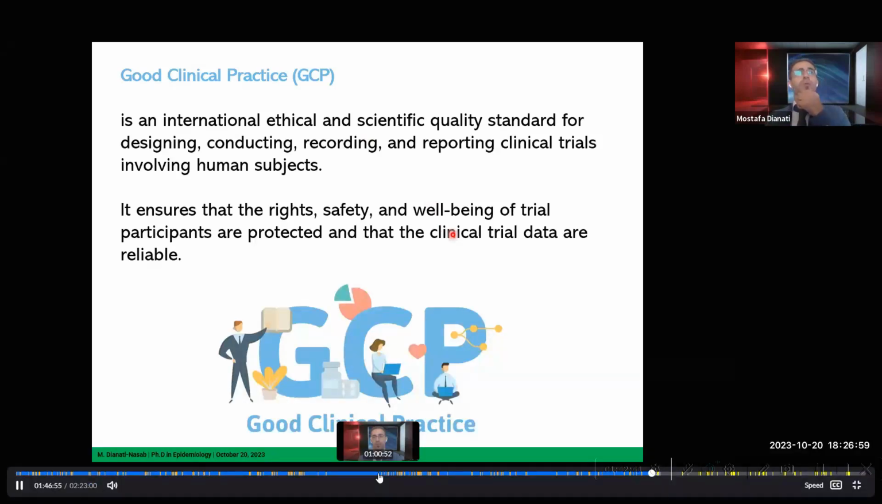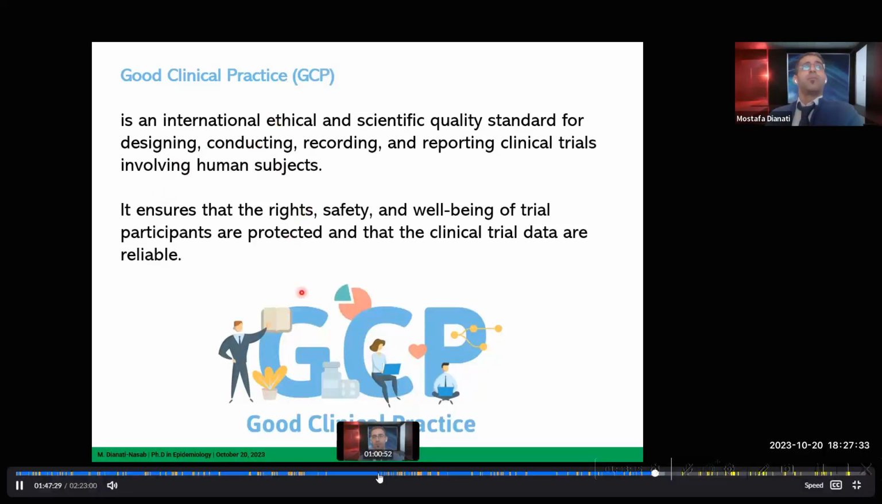Okay, try to keep in mind that we have a really vital thing about experimental studies, mainly RCTs, that is good clinical practice, GCP. GCP is an international ethical and scientific quality standard for all the studies in these categories, for all aspects like designing, conducting, recording, reporting, and every phase of the study that involves human subjects.